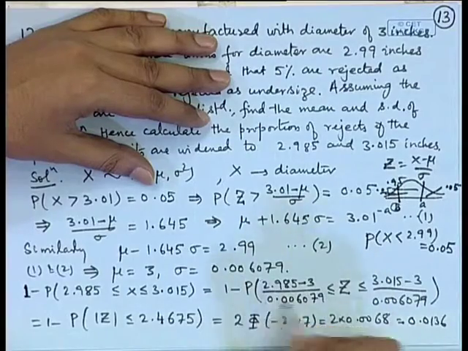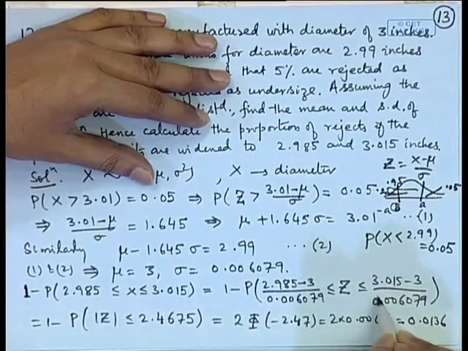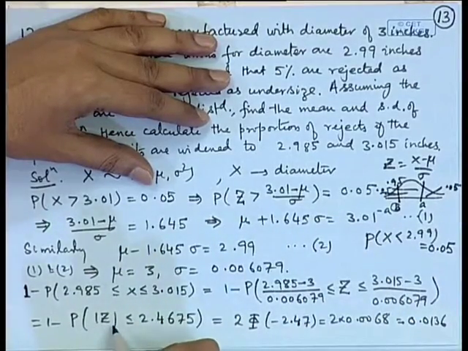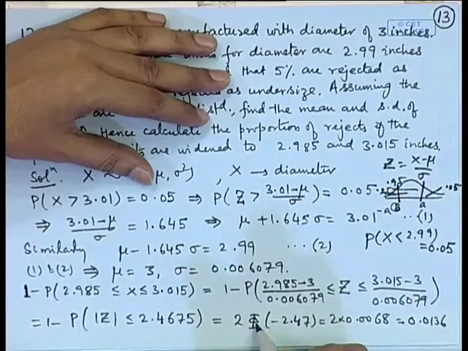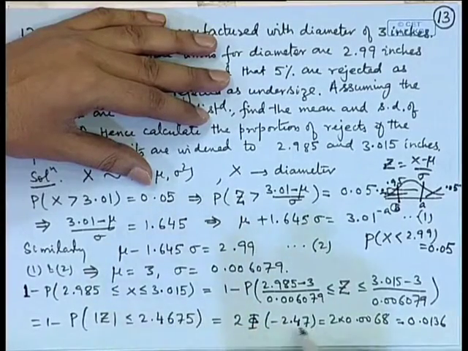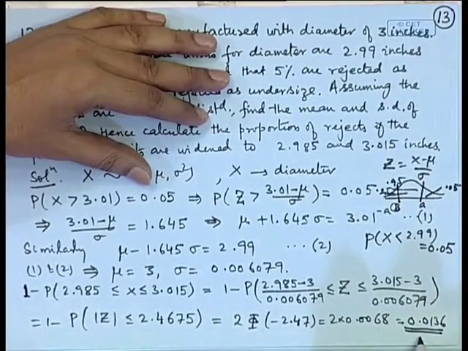This probability we can transform to the standard normal distribution by subtracting 3 and dividing by sigma. After certain simplification, this term turns out to be 2.4675 and the other term is the minus of the same term. So, it is 1 minus probability of modulus z less than or equal to 2.4675. So, it is 2 times the CDF of the standard normal variable at the point minus 2.4675. From the tables of the normal distribution, this value turns out to be 0.0136. So, the probability of rejecting is nearly 0.01, that is 1 in 100 will be rejected.